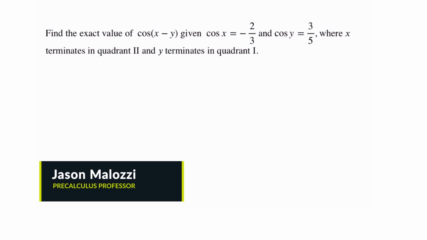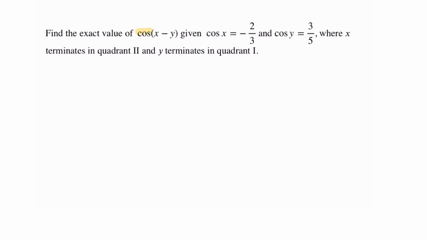What we're going to do in this video is find the exact value of cosine of x minus y, where x and y are angles, given that cosine of x is negative 2/3 and cosine of y is 3/5, where x terminates in quadrant 2 and y terminates in quadrant 1.